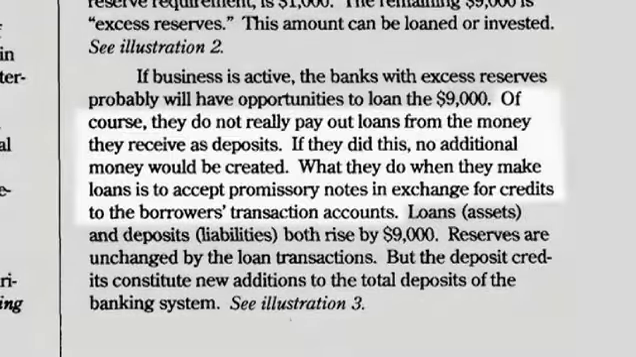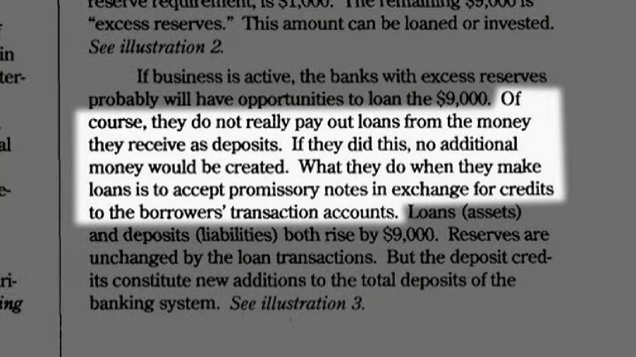As stated in Modern Money Mechanics, "Of course, they, the banks, do not really pay out loans from the money they receive as deposits. If they did this, no additional money would be created. What they do when they make loans is to accept promissory notes, loan contracts, in exchange for credits, money, to the borrower's transaction accounts." In other words, the $9 billion can be created out of nothing simply because there is a demand for such a loan and that there is a $10 billion deposit to satisfy the reserve requirements.